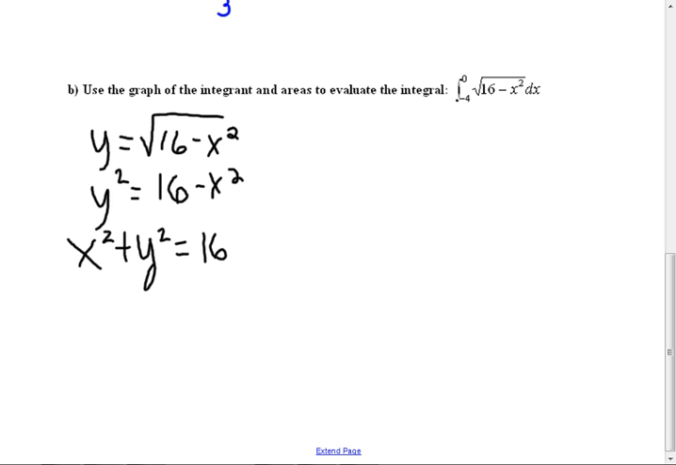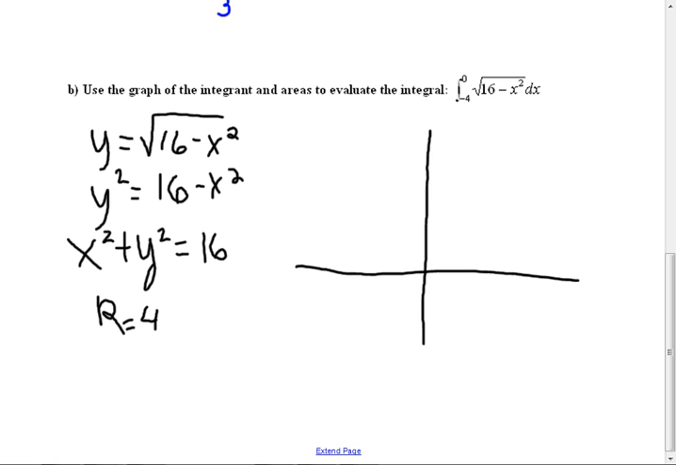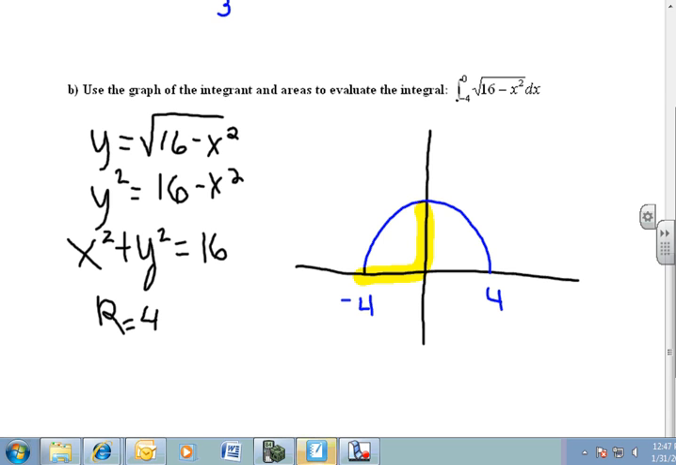And they won't have anything complicated. They won't have a circle centered someplace other than the origin. And what's the radius? 4. Okay. So let's graph this. It's a circle centered at the origin with a radius of 4. So that's 4. That's -4. And we are going to find the area between -4 and 0. So -4 to 0 is this piece right here.